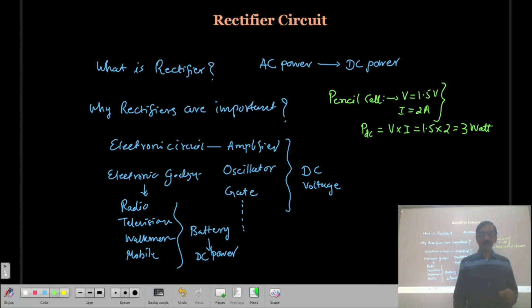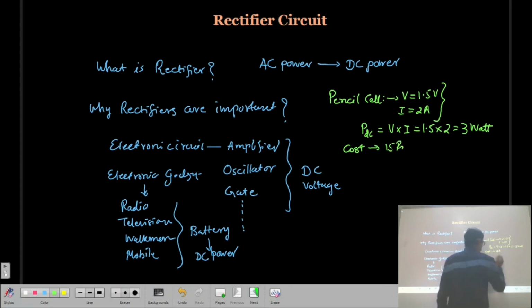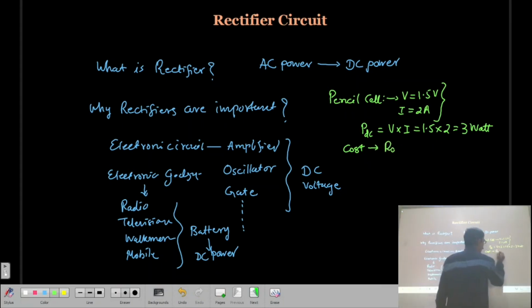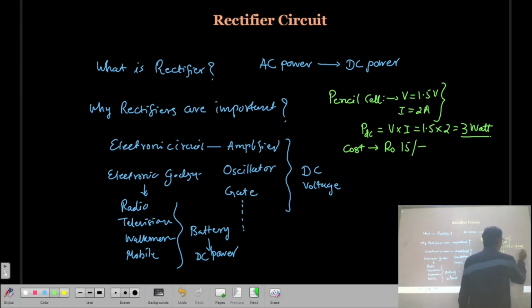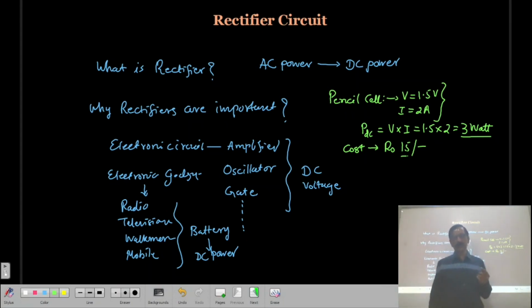What is the cost of the pencil cell? Approximately it is available for 15 rupees. So the cost of the battery is 15 rupees. Correct? It means you are purchasing 3 watt of DC energy at the cost of 15 rupees. So 1 watt of DC energy is costing around 5 rupees.